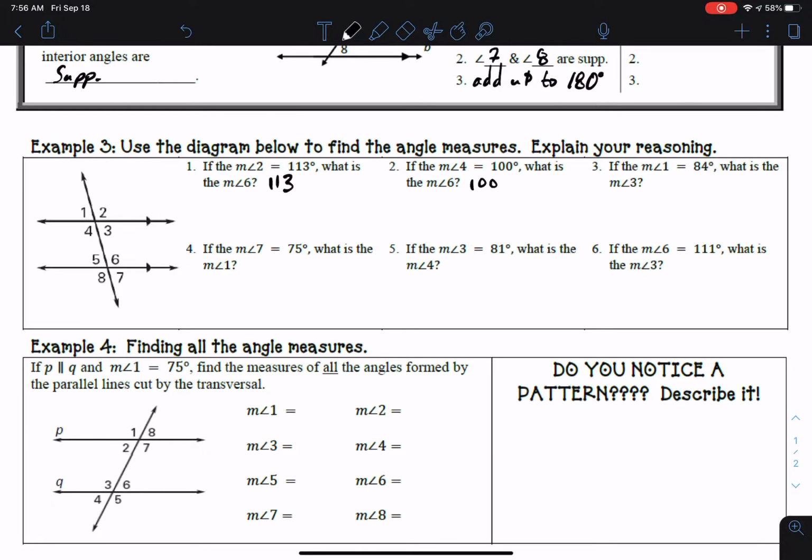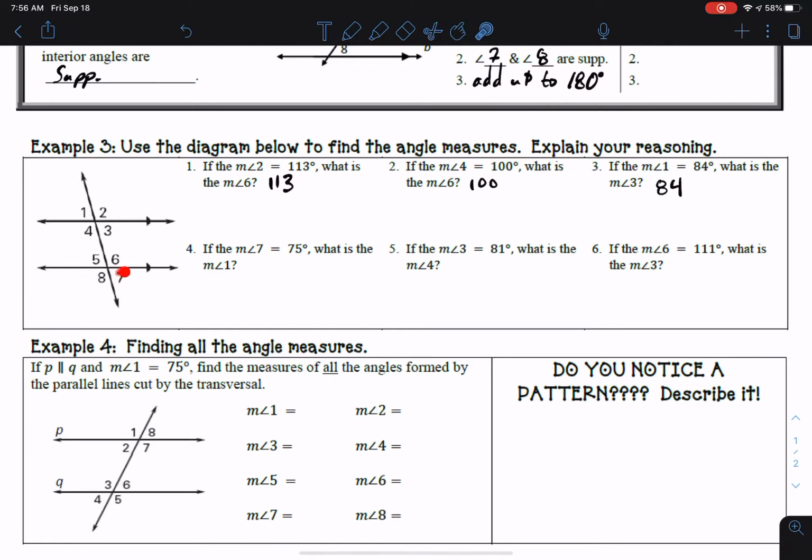Okay, next one. We have, if the measure of angle 1 here is 84, what is the measure of angle 3? So this is a small angle. This is also a small angle. Both small angles, so angle 3 would also be 84.